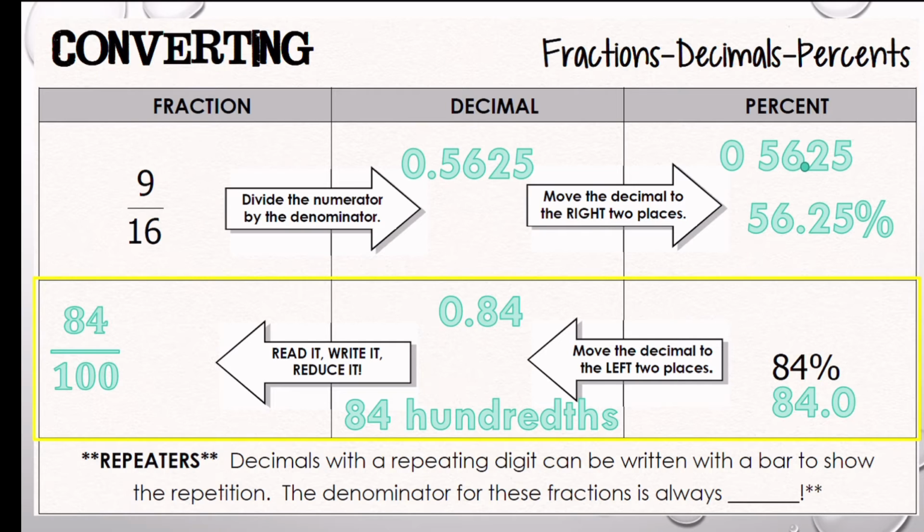But you have to simplify it. I can divide both of those by 4 to get 21/25.